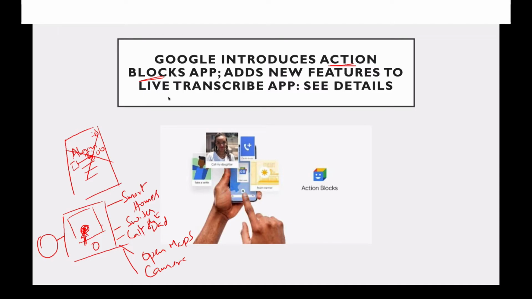Along with that, there is a Live Transcribe app that Google had. This is basically for people who have a speech impairment or who are hard of hearing. It lets you set up your device so that, let's say somebody calls your name and you're hearing impaired, you can set your phone to vibrate. These are small things you can let your phone do on Live Transcribe. Google has added new features to it, along with introducing the Action Blocks app. So please go ahead and check it out.